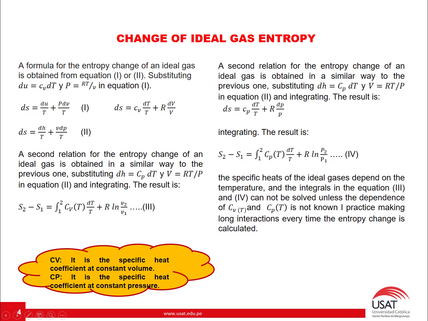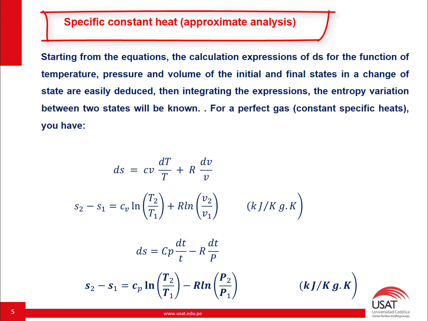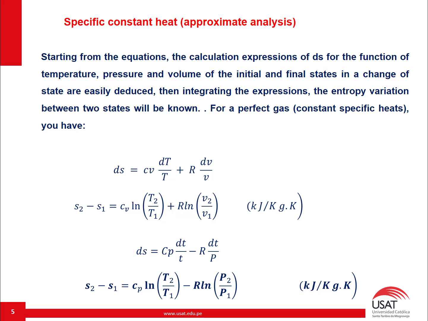When we have the pressure, the procedure is the same. Constant specific heat, approximate analysis: starting from the equations, the calculation expressions of ds as a function of temperature, pressure and volume of the initial and final states in a change of state are easily deduced. Then, integrating the expressions, the entropy variation between two states will be known. The equations obtained for both cp and cv are standard equations.